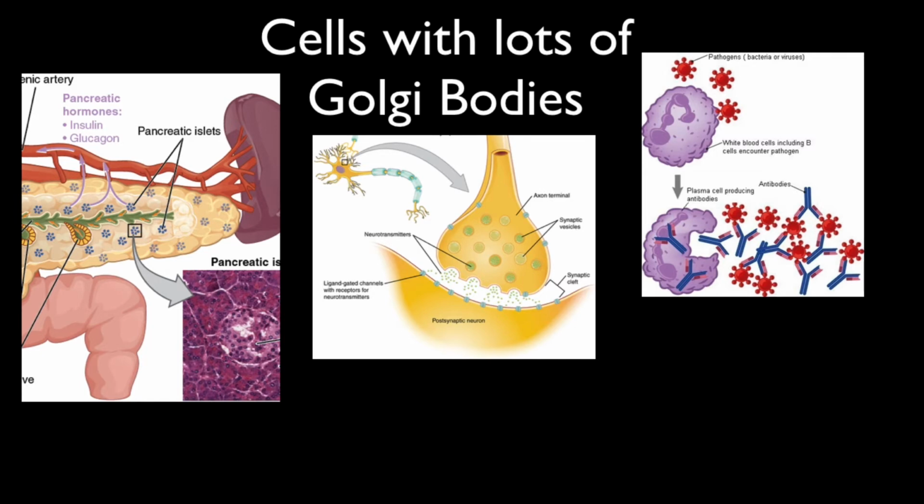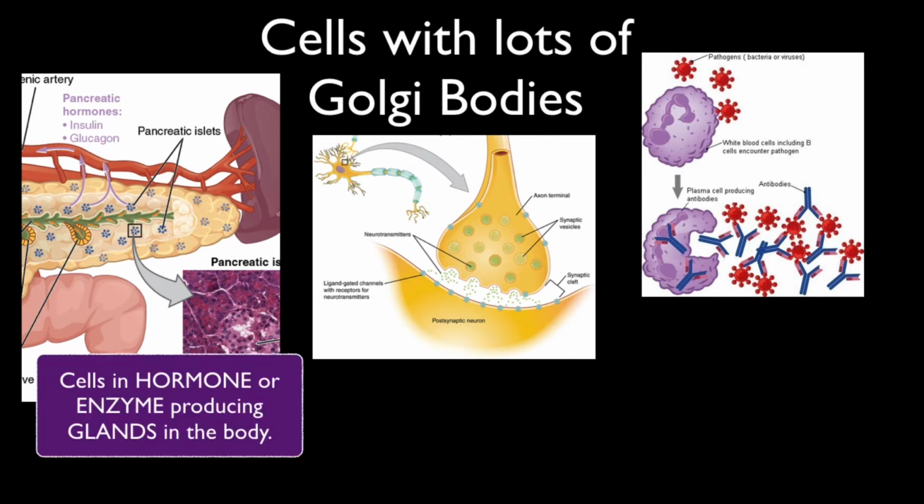And so once again, getting back to the idea that form determines function. Since the main function of the Golgi body is to package substances that are needed to be secreted out of the cell, cells in body systems that are basically in charge of secretion will need extra Golgi bodies. Like, for example, cells in glands that produce either hormones or enzymes. Like, for example, the pancreas that produces both hormones and enzymes. The pancreas produces two hormones, insulin and glucagon, and a whole bunch of enzymes that are responsible for digestion.